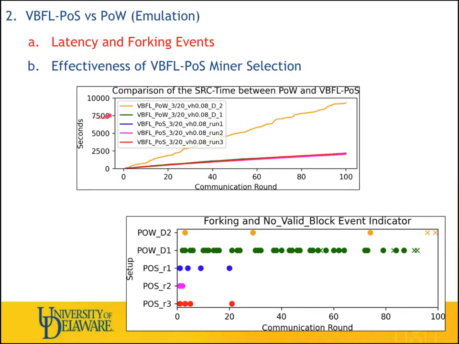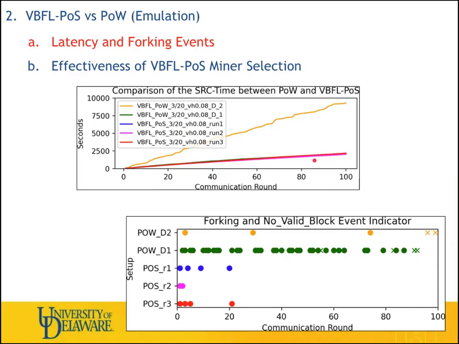We ran POW with difficulty 1 and 2, and we borrowed the tracked time log in the previous 3 VBFL POS executions with validator threshold 0.8. The first figure shows the accumulated SRC time for all 5 setups, and a dot in the second figure means that a forking event happened at that communication round, and a cross means that there was no valid block mined in that round, most likely due to all miners being blacklisted.